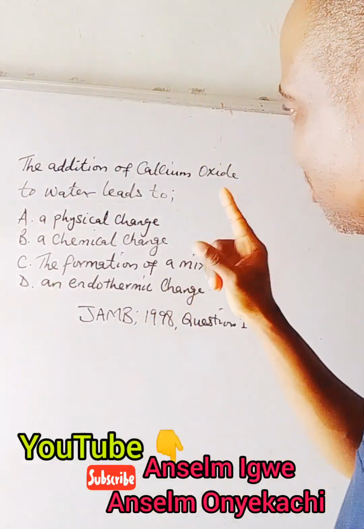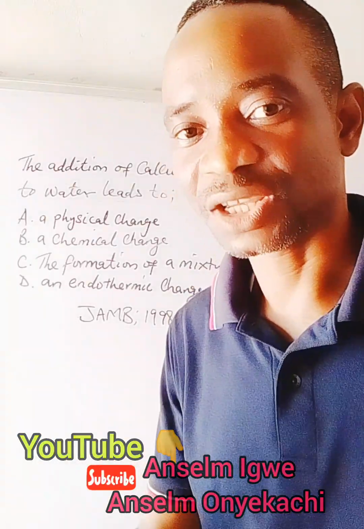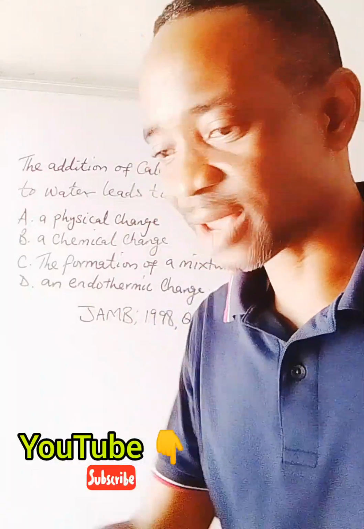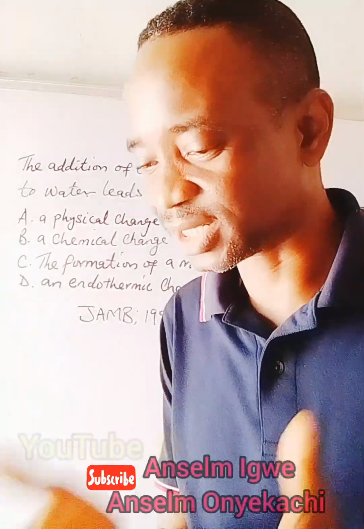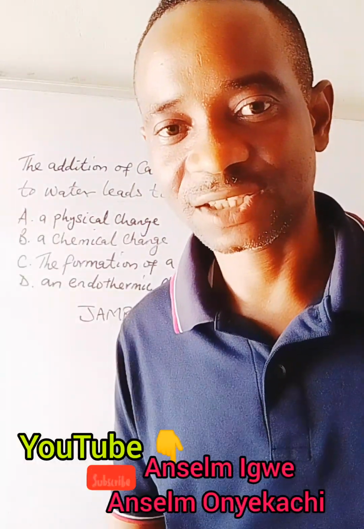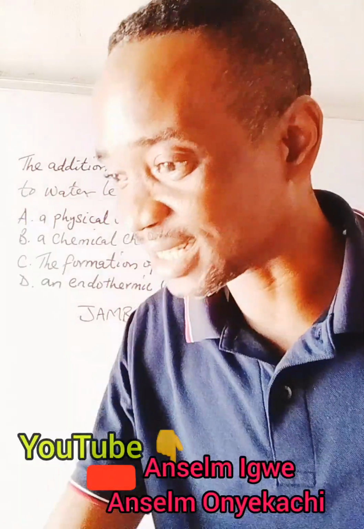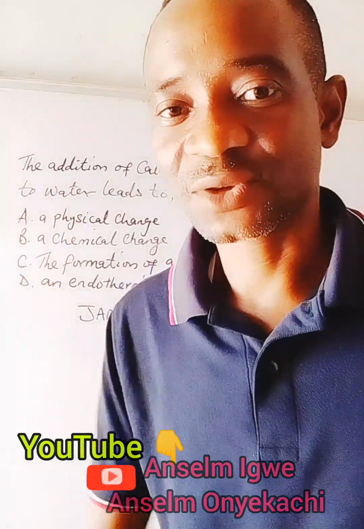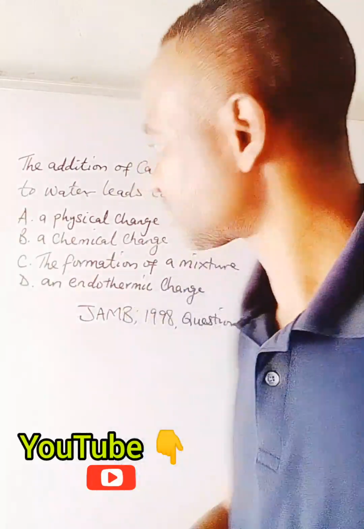Now, calcium oxide, when dissolved in water, will there be a physical change? Physical change is a change that produces no new substance. It's just like putting sand inside water. Once you put sand inside water, nothing will happen. You just see your sand and also the water. This kind of thing constitutes a physical change. It's just like melting your ice. If you melt ice, the ice itself is water, H2O. When you melt it, it becomes liquid water. So there is no new substance formed. This is called physical change.